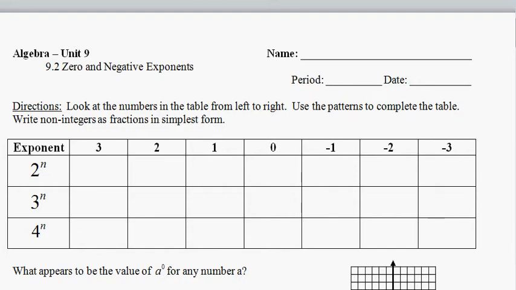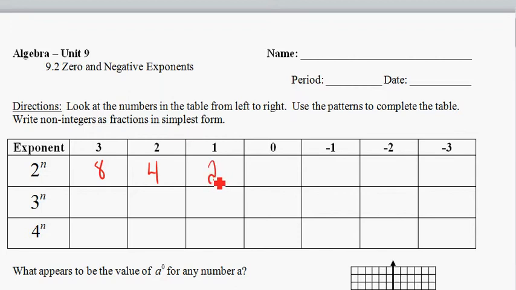Okay, the objective of today's lesson is to find out what happens when we have zero and negative exponents. In order to understand zero and negative exponents, we're going to pay attention to this chart that we have here. What we have is 2 to the n, and for each case, the n is going to be up here, the exponents. So if we have 2 to the third, that's 8. If we have 2 squared, we get 4. 2 to the first, we get 2.